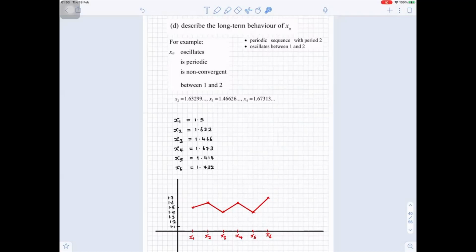You have x1, x2, x3. So x1 is 1.5, x2 1.6, x3 1.4. So it goes 1.5 to 1.6, comes to 1.4, goes to 1.6, comes to 1.4, goes to 1.7. So you can see it's oscillating, and it's periodic, and it's between 1 and 2.